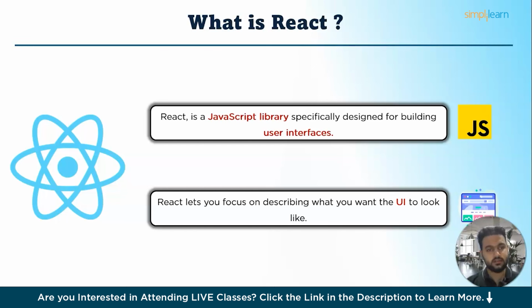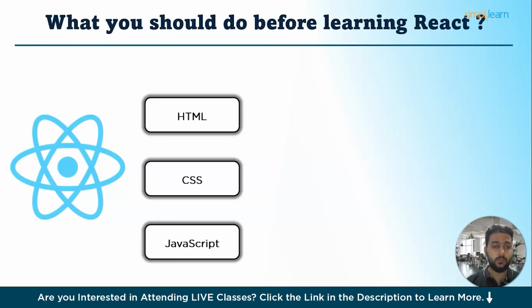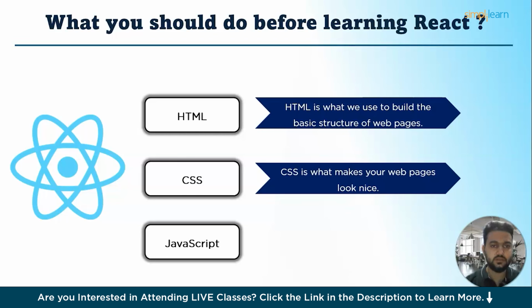Alright, now let's understand what you should do before learning React. Before we start learning React, it's important to know a bit about HTML, CSS, and JavaScript. Basically, HTML is what we use to build the basic structure of web pages. In React, you will use something similar called JSX to create your components. So understanding HTML will help you a lot. Then CSS. CSS is what makes your web pages look nice by adding styles like colors, fonts, and layouts. Knowing CSS means you can make your React components look good too.